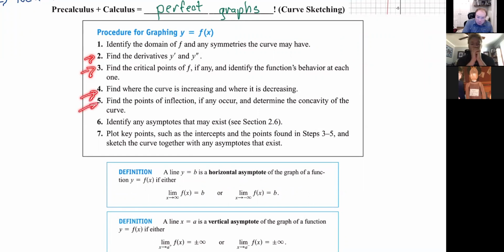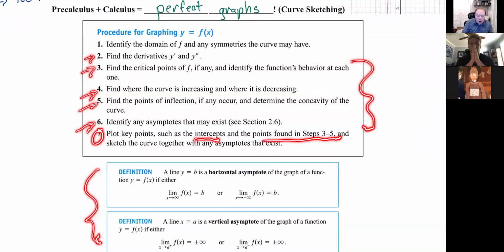Part 5, you would be doing the second derivative test for concavity. This goes back to what we learned in 2.6 using asymptotes, so phrasing them in terms of limits. So we could really go into detail. And then of course we could plot some key points, such as the x and y intercepts, the possible points of inflection, and things we found in the derivative test here.